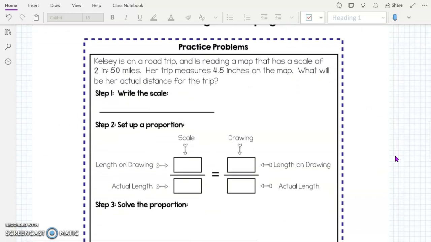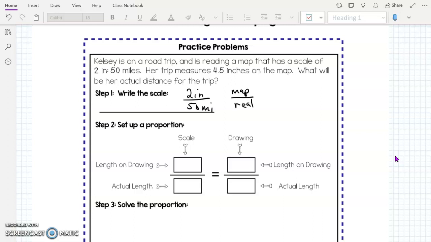So for this next one, Kelsey is on a road trip and is reading a map that has a scale of 2 inches to 50 miles. Her trip measures 4.5 inches on the map. What will be her actual distance for the trip? So the scale is 2 inches to 50 miles. Notice again, the map or the drawing goes on top. The real life measurement goes on the bottom.